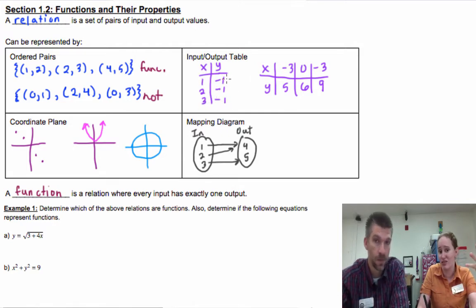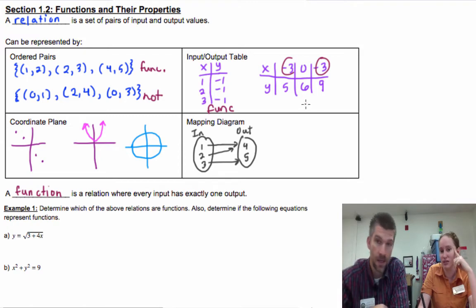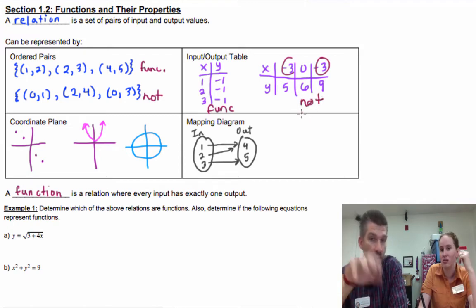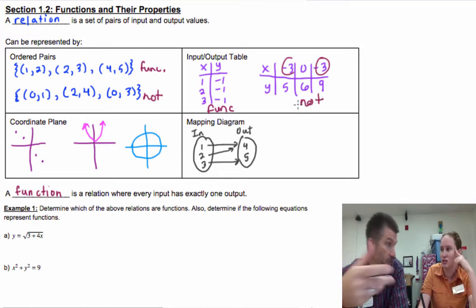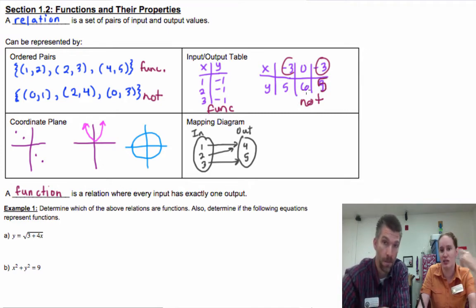It doesn't matter that our y's are the same. This is a function. The other one is not, because -3 gets used more than once and goes to different numbers. Now, if you had -3 go to 5 or -3 go to 9 several times, that's different, because that's an individual point. If I had made this a 5, that's just the same point repeated, so that would have been fine.